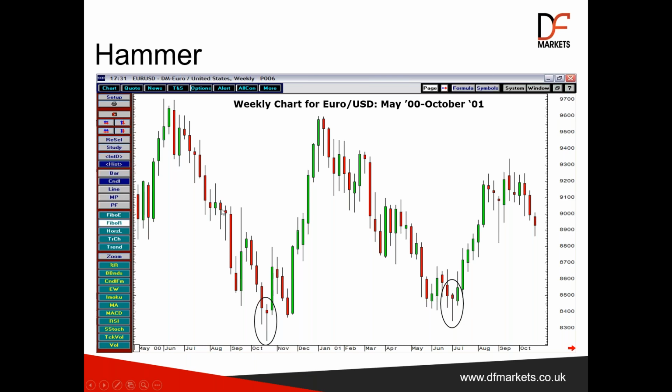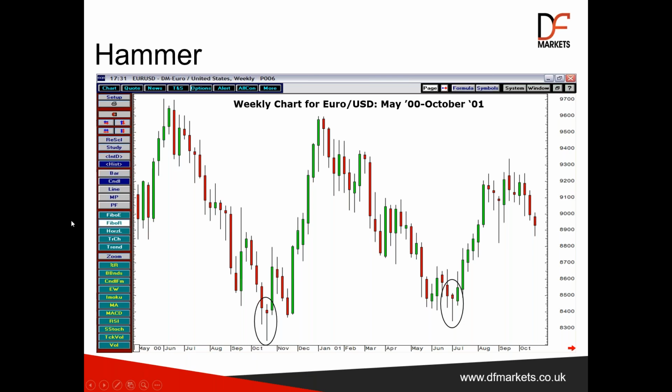This one and this one are both hammers. Small real body, long lower shadow. This is an even better example. Small real body, long lower shadow. So why am I pointing these out to you? Well, I can tell you why.